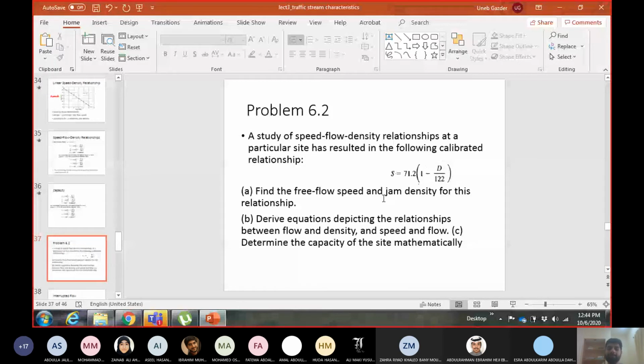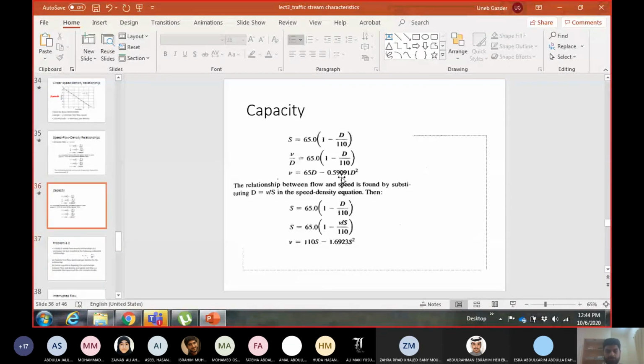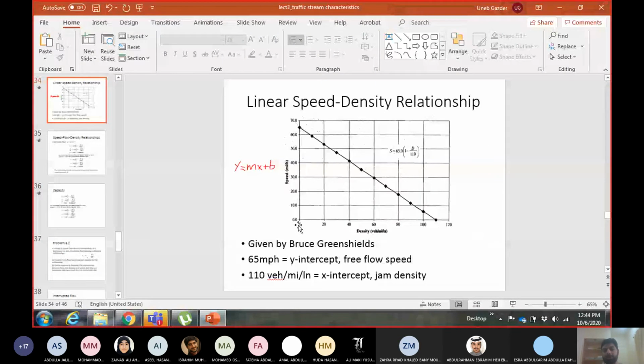In part A, they are saying find the free flow speed and jam density. Now, when you have free flow speed, how much is the density? This is free flow speed, right? So at this point, how much is the density? 0. And this point is jam density. So at this point, how much is the speed? 0. So to find the free flow speed, put d as 0, and you will get free flow speed.